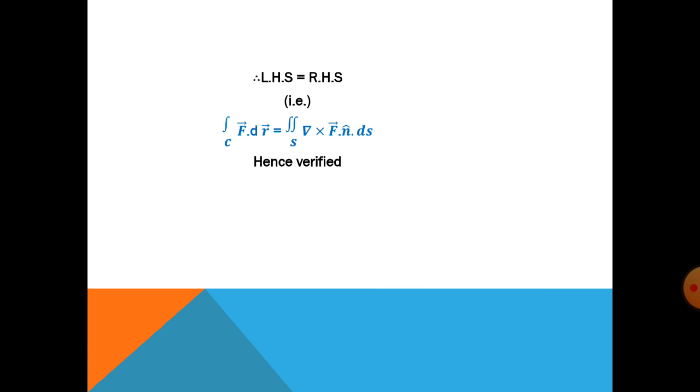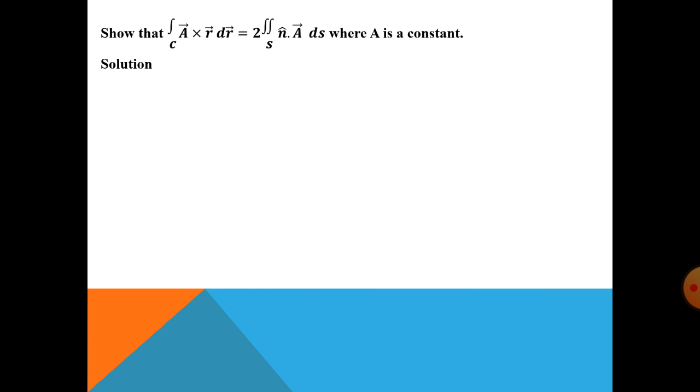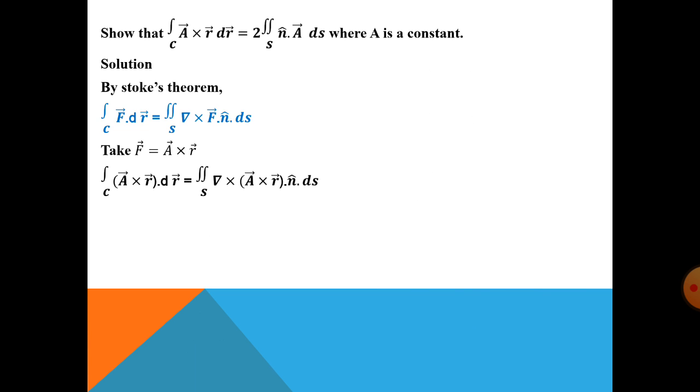Let's see another problem on Stokes theorem. Show that the line integral of a vector cross r vector dot dr vector is equal to 2 times the surface integral of n cap dot a vector dot ds, where a is a constant vector. So we know the Stokes theorem condition. Here given a vector cross r vector instead of F vector. Since a vector is a constant vector, take a vector as a1 i vector plus a2 j vector plus a3 k vector, and r vector is a position vector.